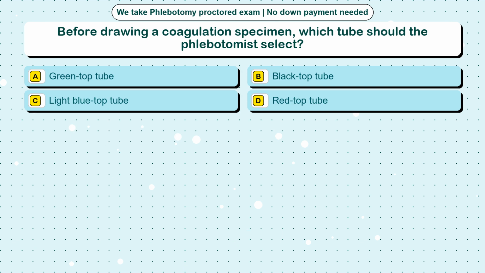Question 73. Before drawing a coagulation specimen, which tube should the phlebotomist select? Option A, green top tube.